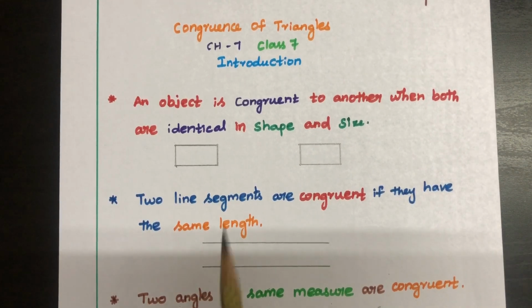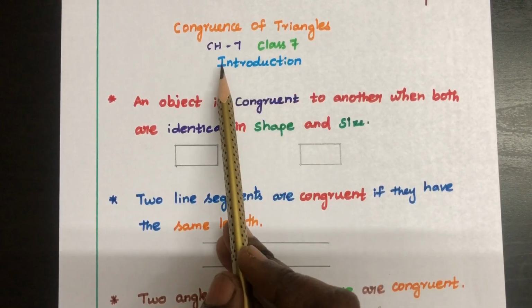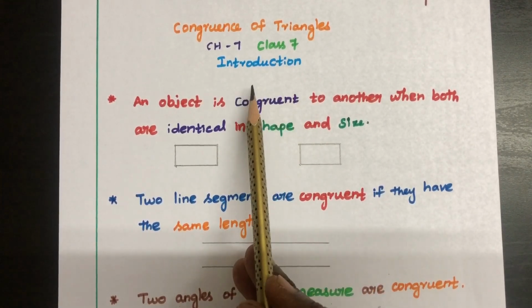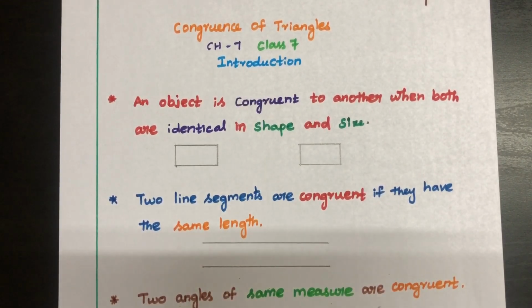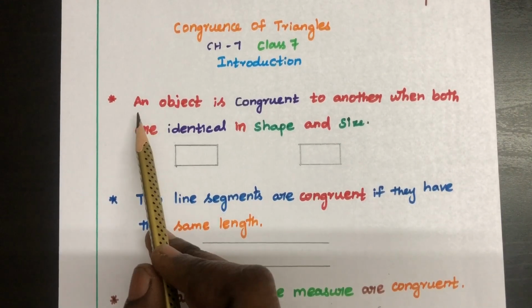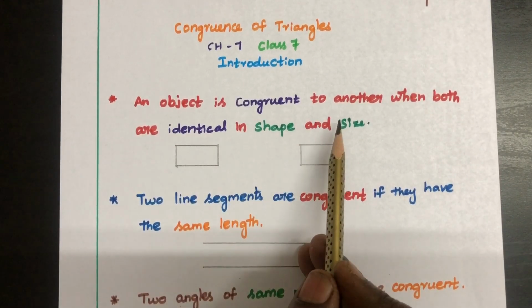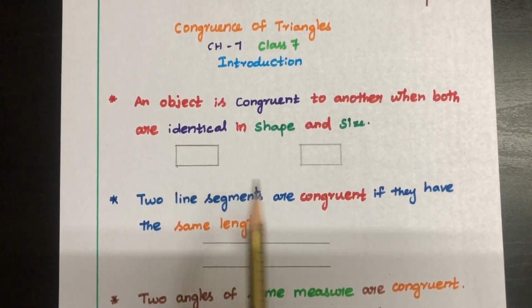Today we are going to learn Congruence of Triangles, Chapter 7 for Class 7. This is an introduction class. So first, what is congruence? Congruence means an object is congruent to another when both are identical in shape and size.